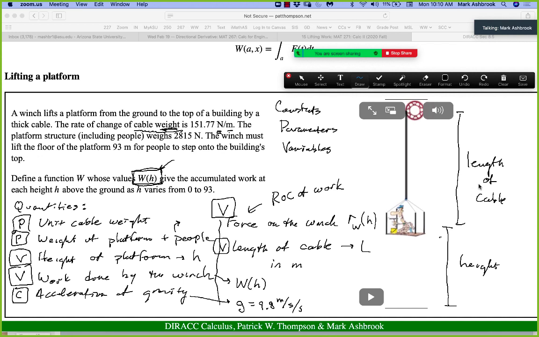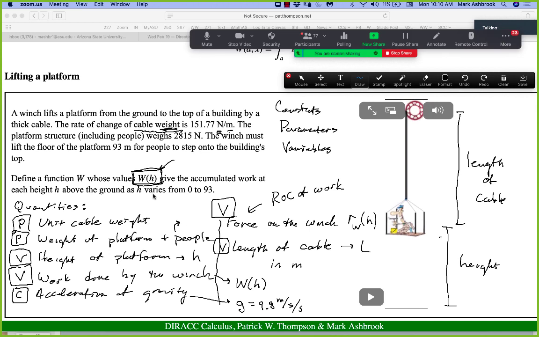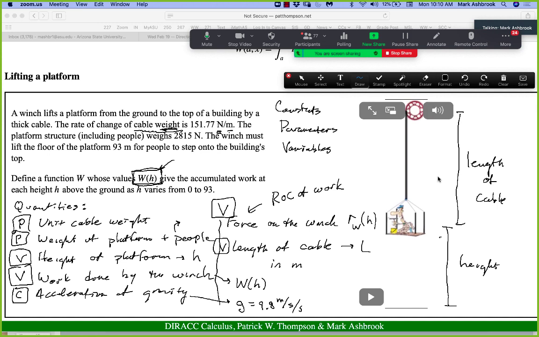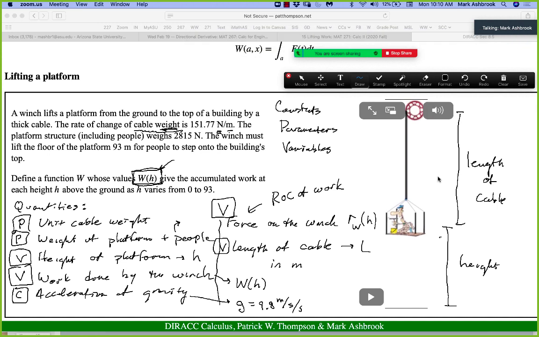Okay, so let's see. So now we want to come up with this. So basically, if we want the work accumulation function, we want the force on the winch. That's the rate of change of work, right? If you need accumulation, you need the rate of change. So we're going to write the force on the winch now.